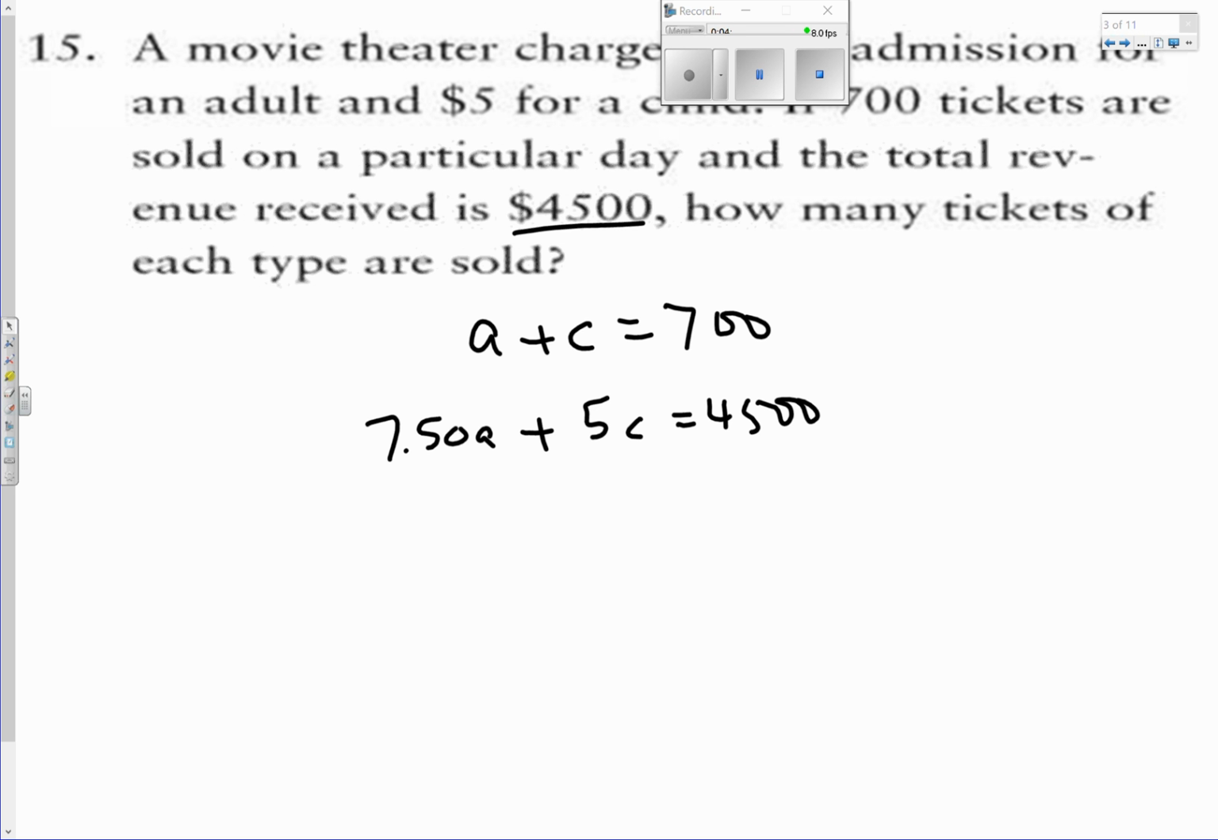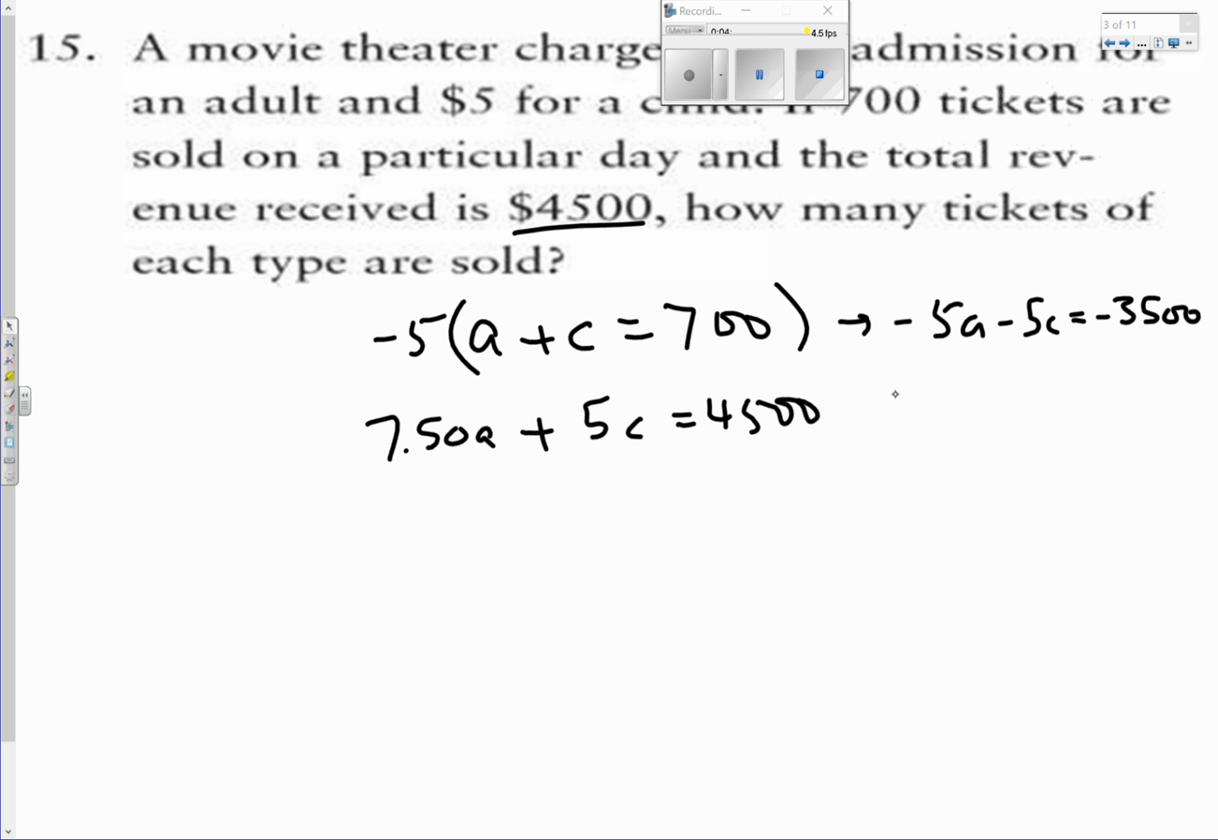So now we have a system of equations. If I can get the C's to cancel out, or the A's, the C's look easier. The way I can get the C's to cancel out is multiplying this whole thing by -5. And so if I do that, that's going to become -5C, and these can just cancel out. So what I want to do is go ahead and rewrite this. So I get -5A minus 5C is equal to -3,500.